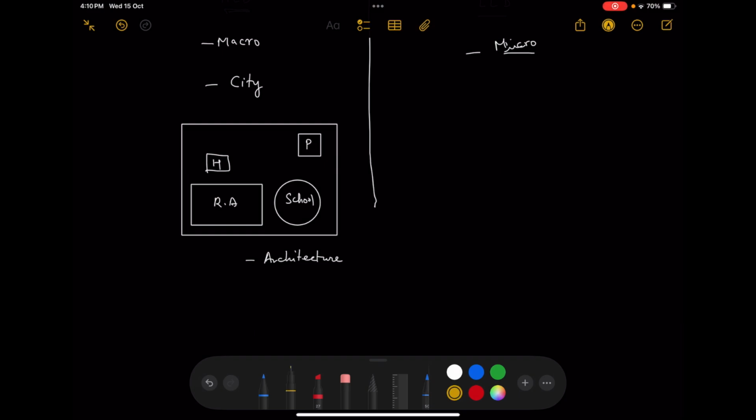When we come to low level design, we start saying that hey, when I'm building a park here, how will the park look like? What will be the width of the park? What will be the length of the park? And so on. The internal details about each component.